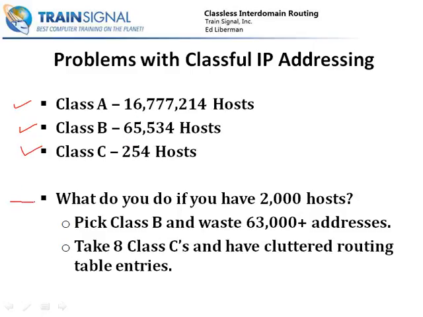An example would be, what would you do if your company had 2,000 computers and you needed 2,000 IP addresses? Well, you could go out there and get a class B range, but now you're tying up 65,000 plus IP addresses when you only need 2,000, and therefore wasting more than 63,000 addresses. Or you could get 8 class C networks, which would be pretty close to the 2,000 that you need. It would be just over. But now you're going to end up having cluttered routing table entries on the internet because your one network of 2,000 looks like 8 different networks to the internet.